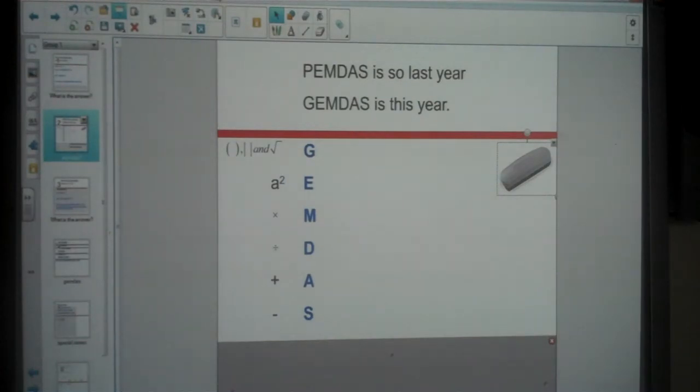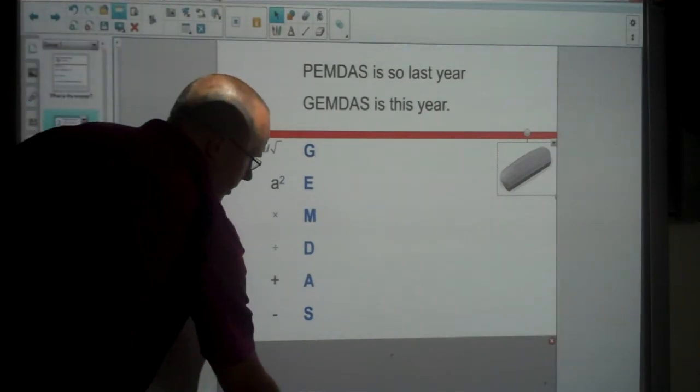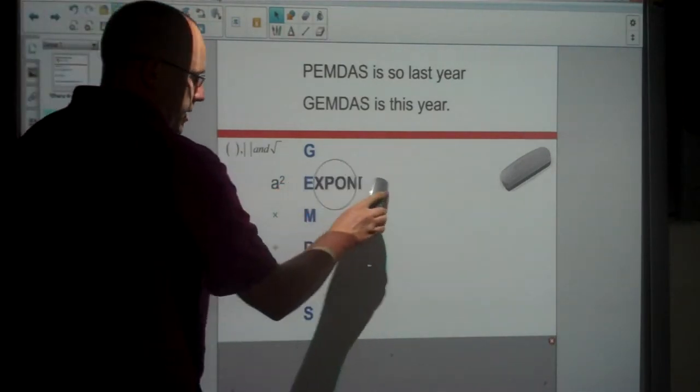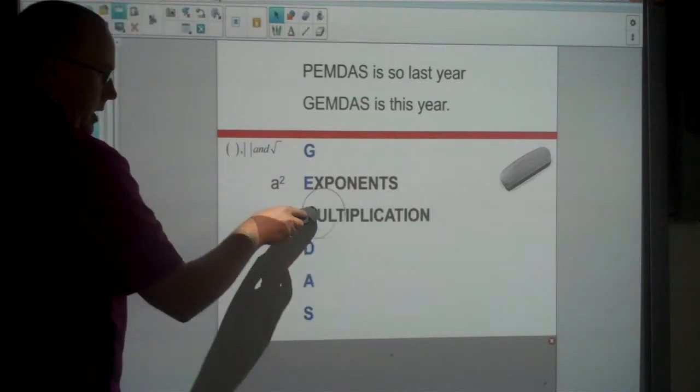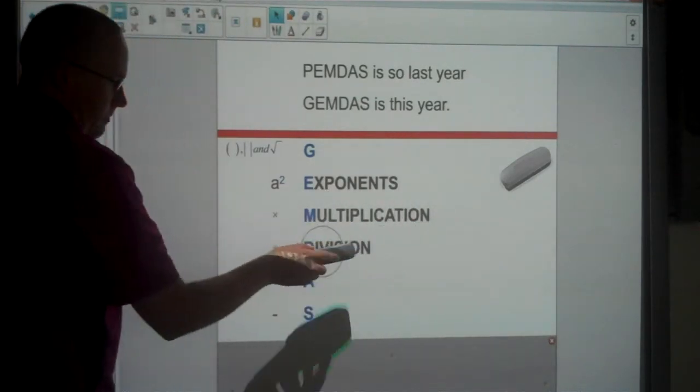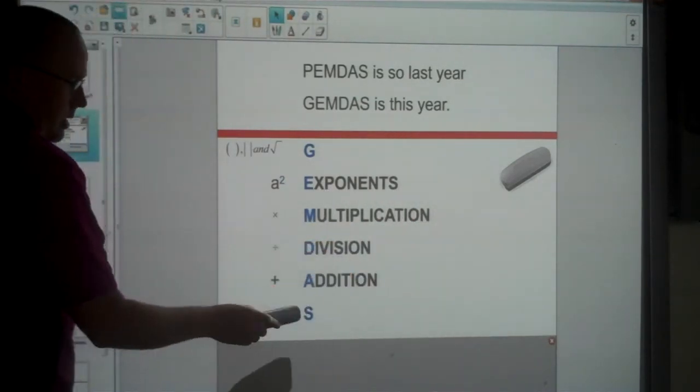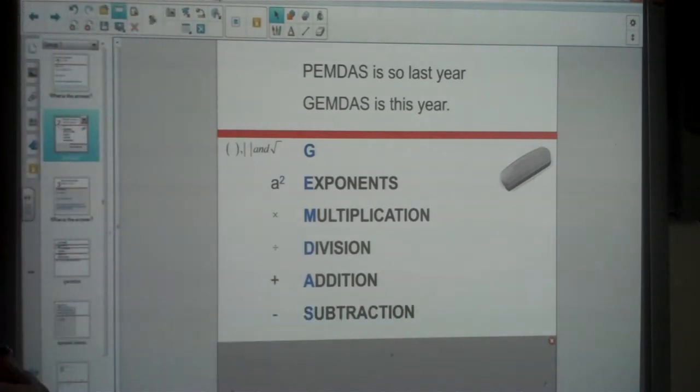The reason we want to call it GEMDAS is there's a few extra things that we need to consider for Algebra 1. Some of these will be familiar because we know that E is exponents, and you can see the little exponent here. This is obviously M for multiplication, the division symbol here, the addition symbol, and then the subtraction symbol.